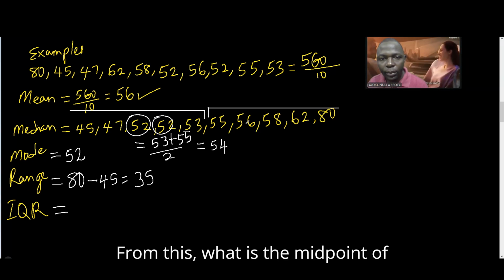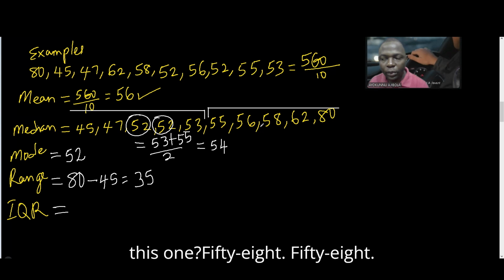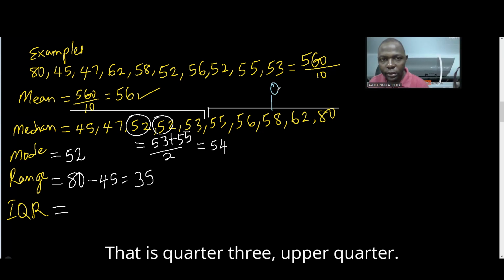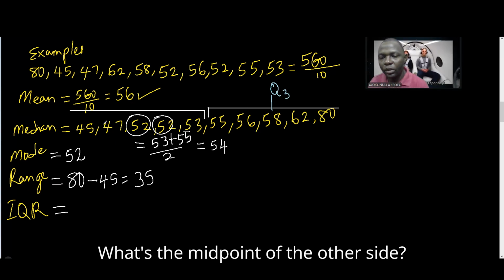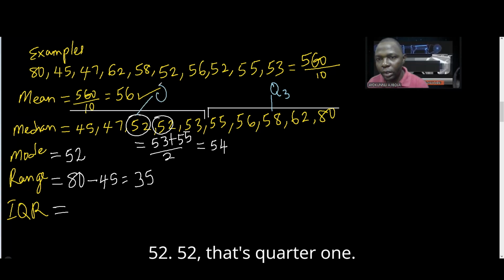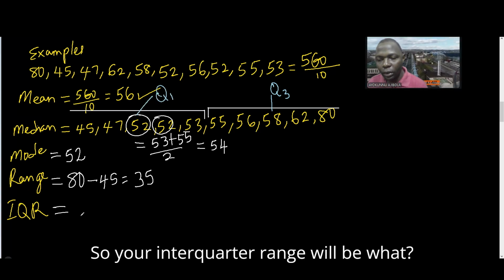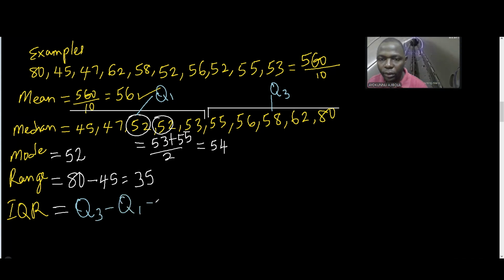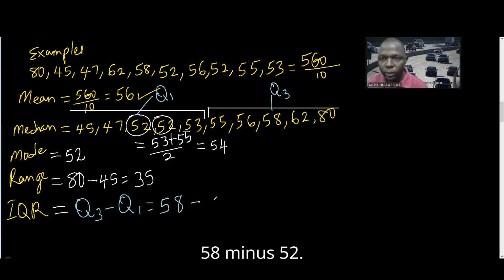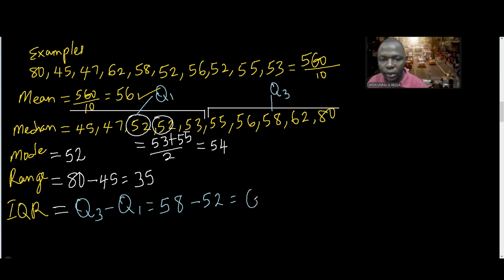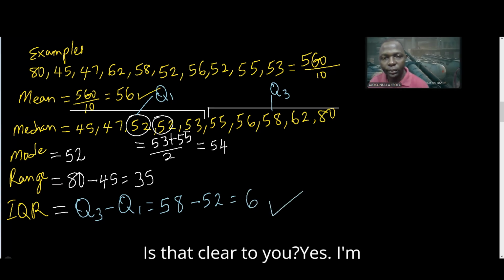Now, how do we get the interquartile range? From this, what is the midpoint of this one? 58. That is quarter 3, upper quarter. What's the midpoint of the other side? 52. That's quarter 1. So your interquartile range will be Q3 minus Q1, which is 58 minus 52. That's 6. Is that clear to you?